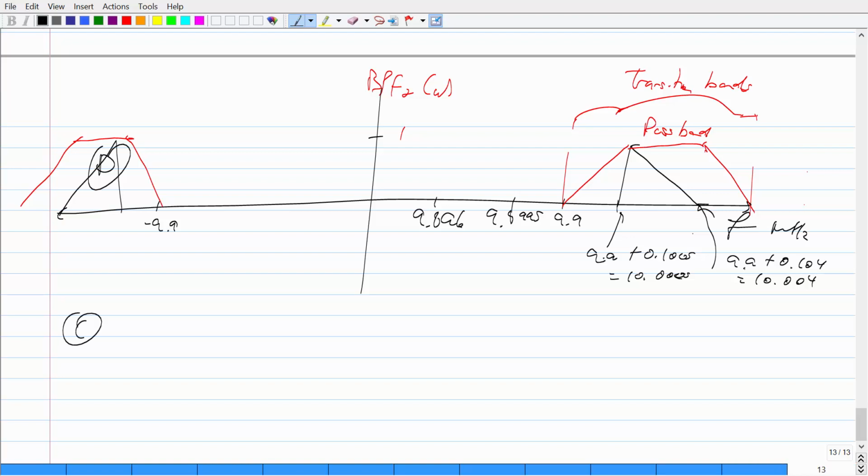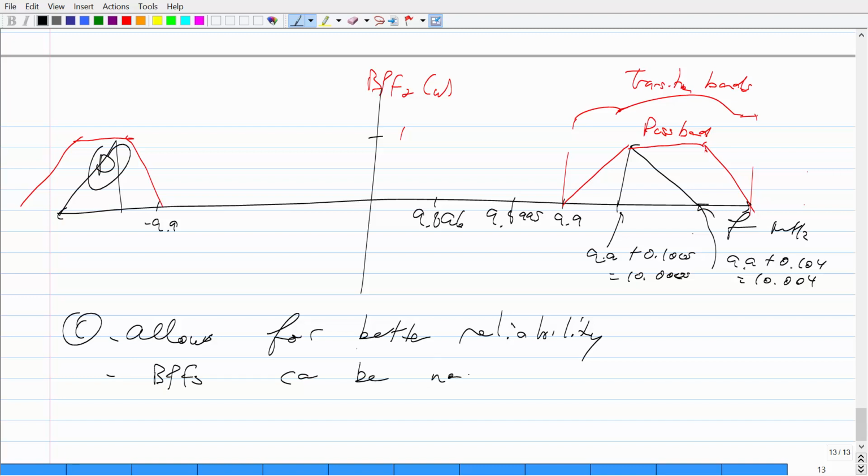So part C, the advantages are that it allows for better reliability, I guess. Okay, and BPFs can be non-ideal, I guess. All right.